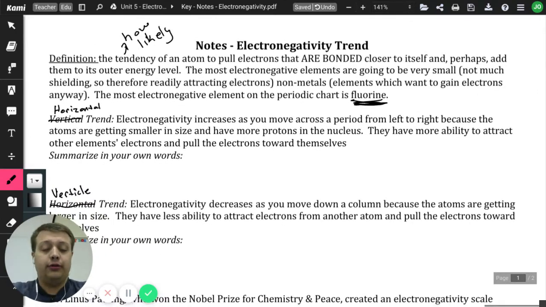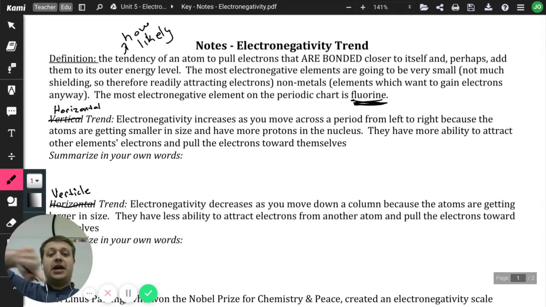For our vertical trend, as we're moving down our periodic table, electronegativity is going to decrease. Why? Because we're getting further and further away from the nucleus, so the pull from the nucleus is going to be less because it is further away from that valence shell. Your electronegativity, that tendency to attract an electron, is going to be lower as we move down the periodic table.